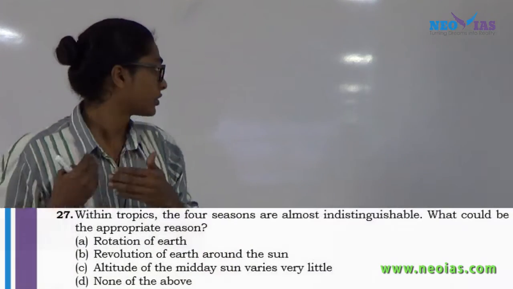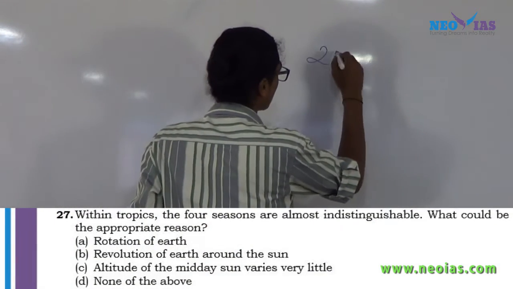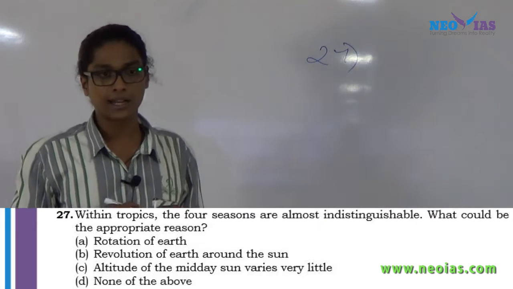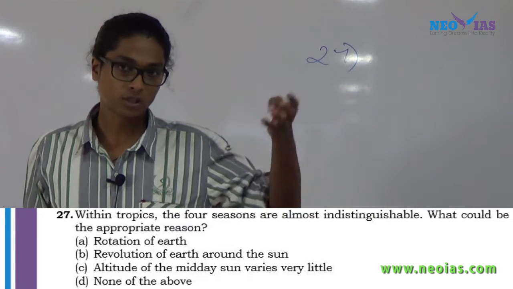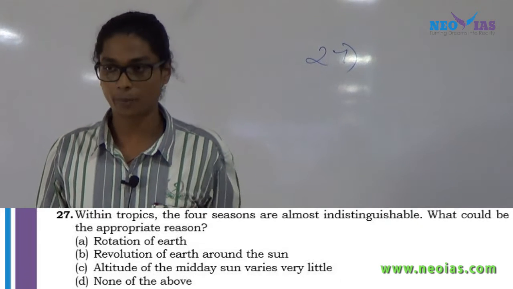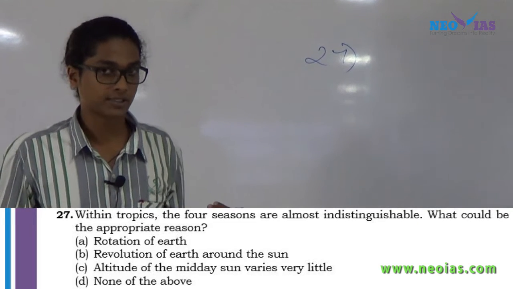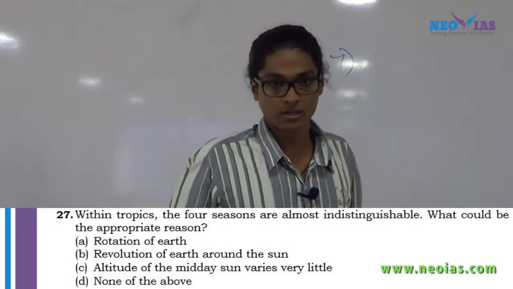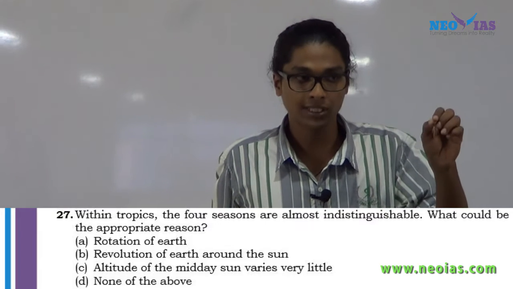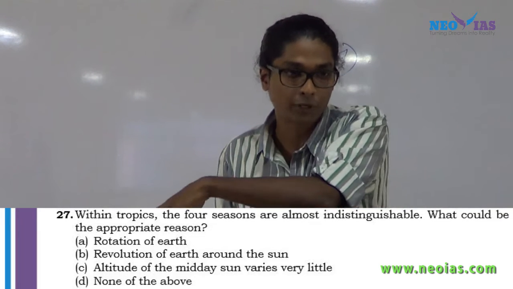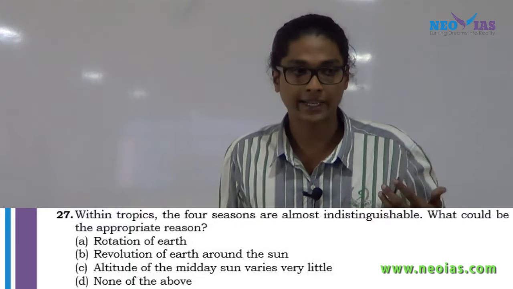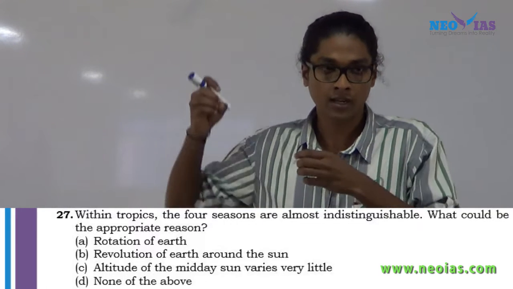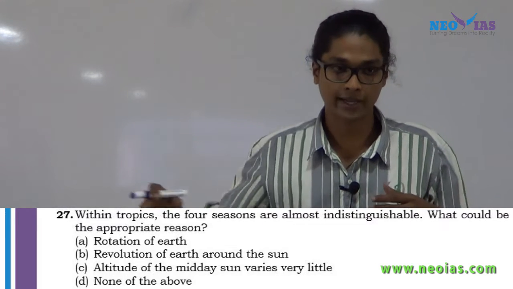Now the 27th question. Just go through the question. Why the seasons are indistinguishable in tropical regions, or why the 4 seasons are indistinguishable in the tropical regions? Again, we have discussed this in our Earth and Universe module, right? In 2015, there was a question related to this particular area, like why the length of the daytime and night time is varying. UPSC had already asked a question from that area.